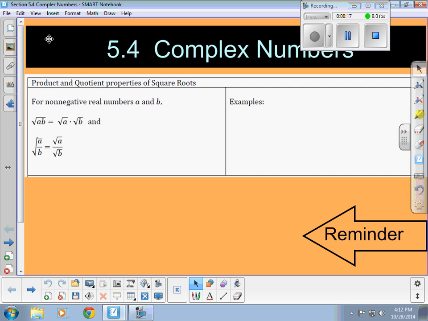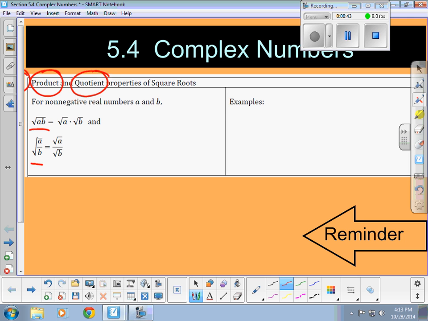So the first two properties are the product and the quotient rule. Product means multiplying, quotient means division. This first one listed here is our product rule. If I have the square root of a times b, I can rewrite it as the square root of a times the square root of b. The next one is my quotient rule. If I have the square root of a over b, I can rewrite that as the square root of a divided by the square root of b.